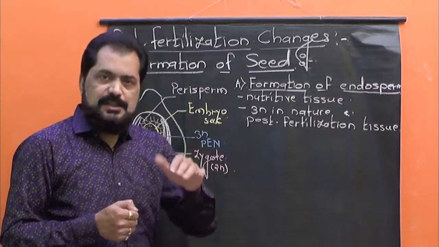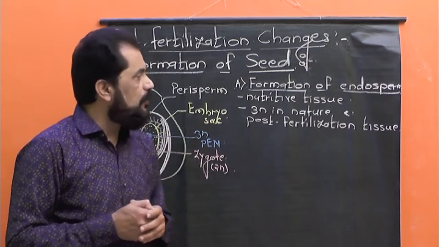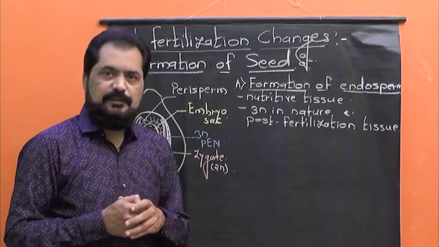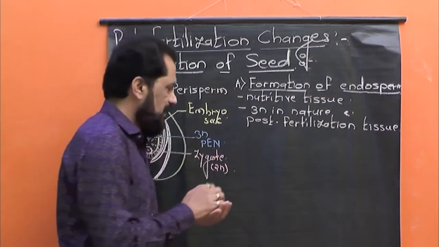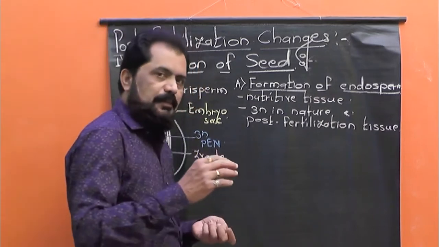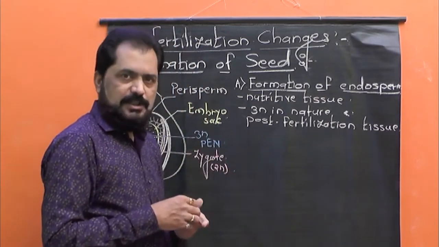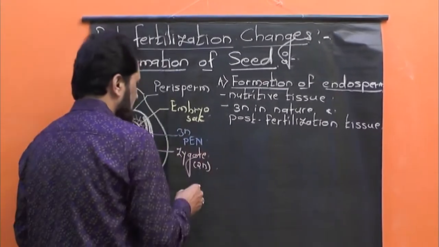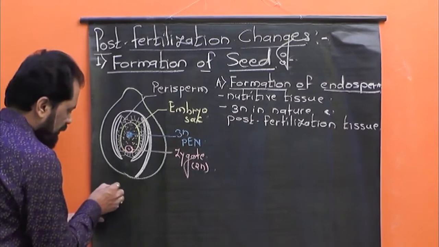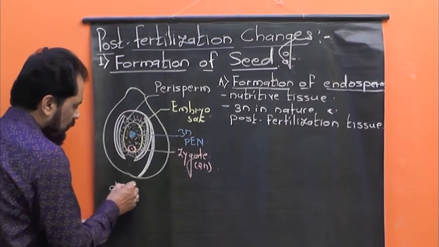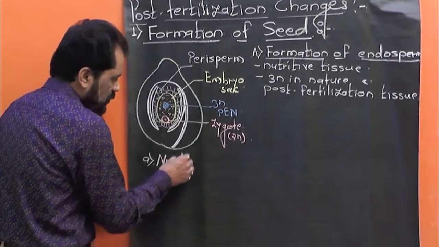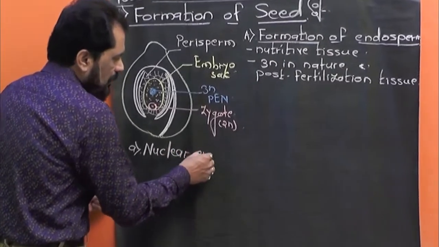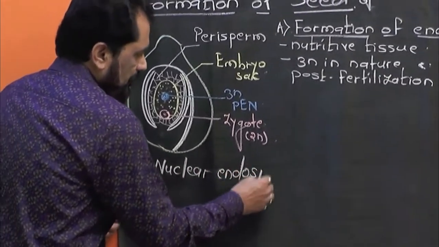Now, on the basis of mode of development of endosperm, there are three types. Let me tell you. On the basis of how this endosperm is formed, endosperm is divided into three types. So let us talk about each one by one. First one is known as nuclear endosperm.